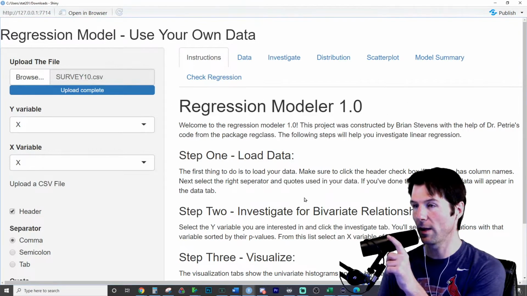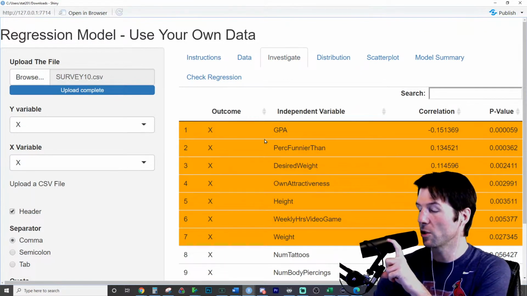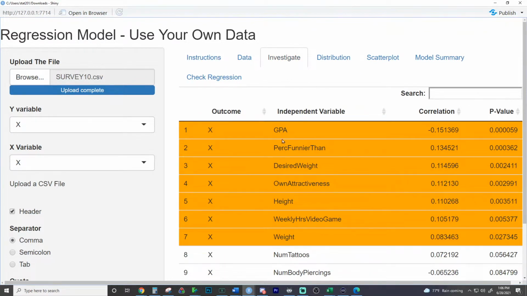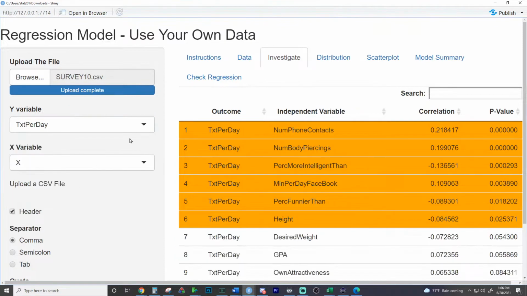I loaded in the data right here, and then I can go here to investigate data. And you know what function is running in the background right now? Who has any idea what function is running in the background if you select desired weight, and it's giving you all of this sorted? It's also highlighting the values that are statistically significant.